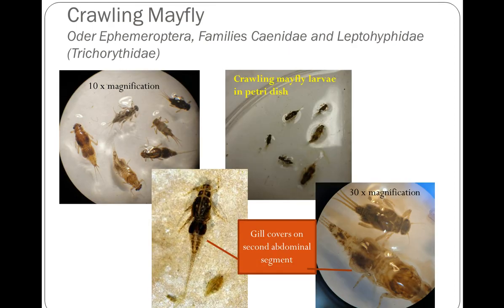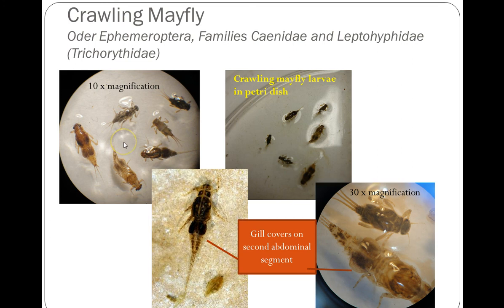Next we have the crawling mayfly. This is comprised of families Caenidae and Leptohyphidae, which used to be family Tricorythidae. So 2 families in this grouping. This is what they look like in the petri dish. They're also, probably with swimming mayfly, the other smallest mayfly grouping.